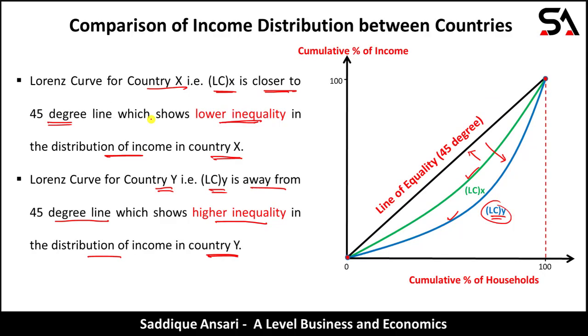So if we compare income distribution of 100 countries, we may be having 100 Lorenz curves here. And if we draw 100 Lorenz curves on the same graph, it will be very congested and very difficult to understand that graph. So it means if we have to compare income distribution between a few countries, then Lorenz curve can be used. But if we have to compare income distribution between many countries, then Lorenz curve is not suitable.